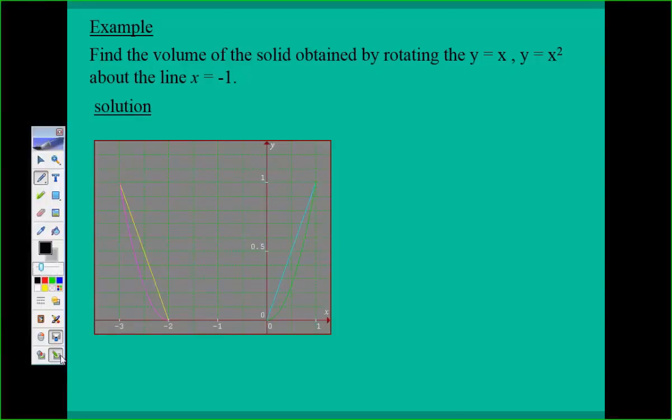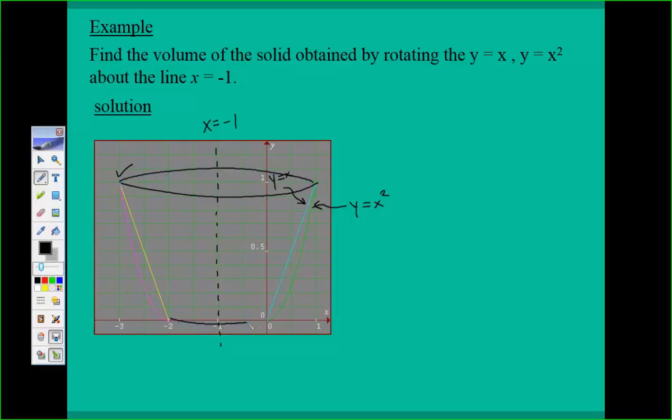y equals x is here, and y equals x squared, and we're rotating this around x equals -1. So I do have already this piece of the function over here drawn in, but if we rotated that around, it would look like this. That's what our shape would look like.